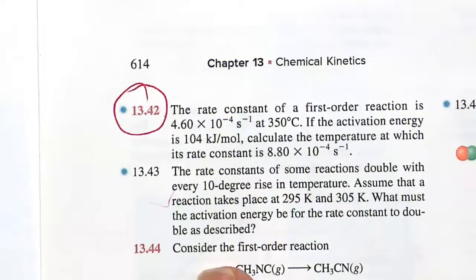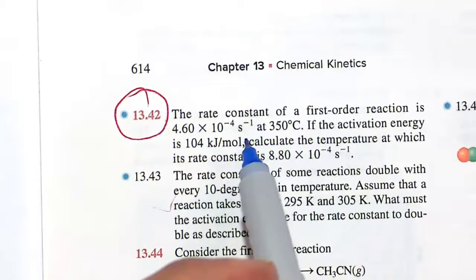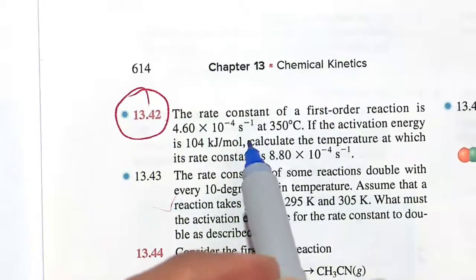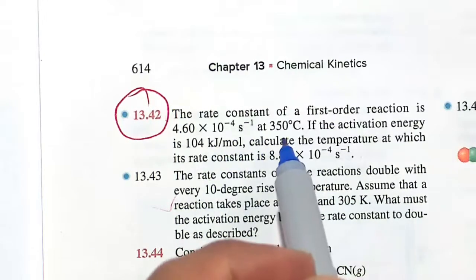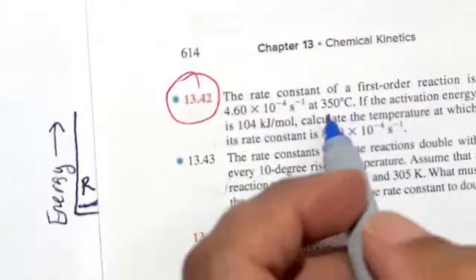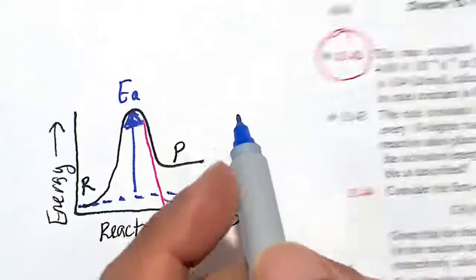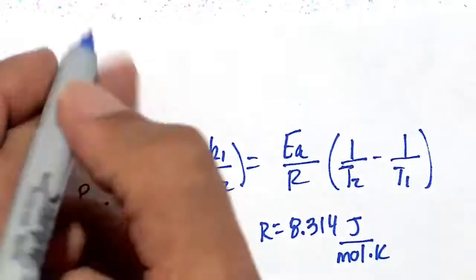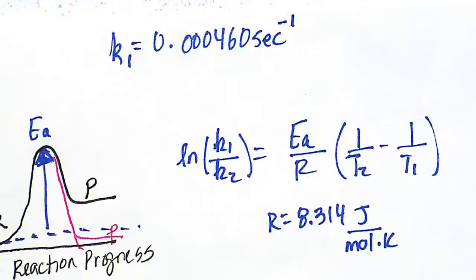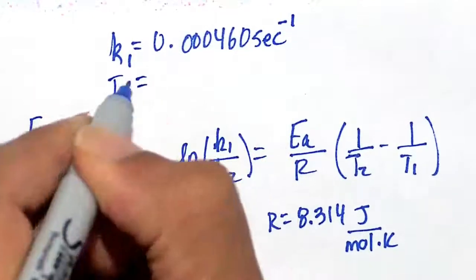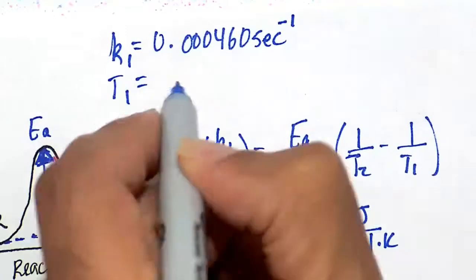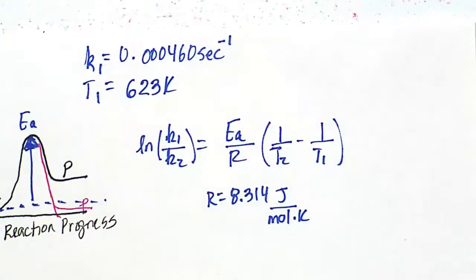We have a first order reaction, and its rate constant is 4.60 times 10 to the minus 4 inverse seconds at 350 degrees. Again, notice the rate constant is quoted at a specific temperature. So if you change the temperature, you get a different rate constant. I'm going to call that K1. I'm just making an inventory of what we have. The temperature is 350 degrees. That's T1. Let's convert this to Kelvin really quickly. That's 623 Kelvin.